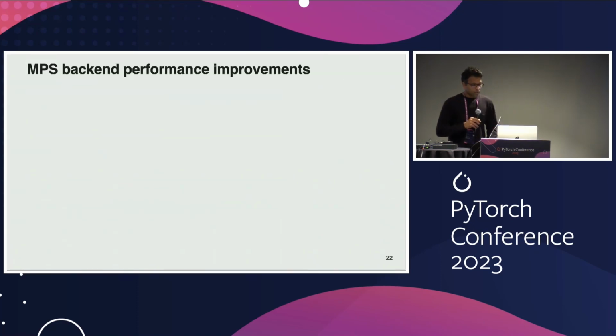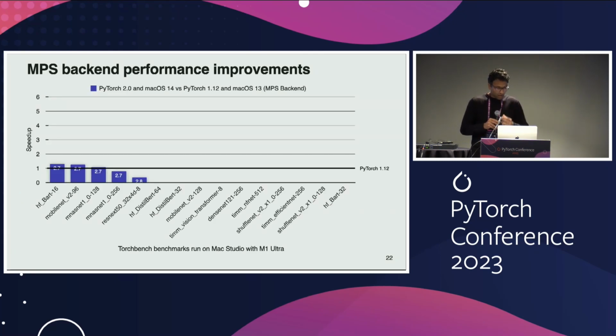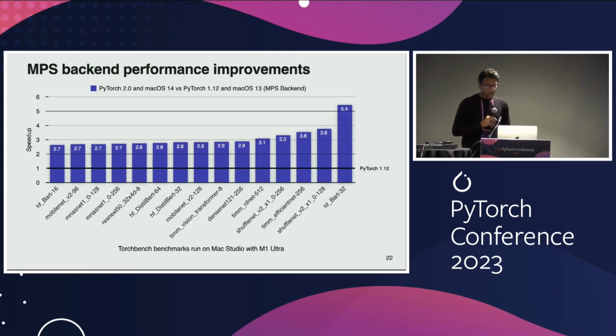Finally, to wrap up this talk, let's go over some of the performance results. As you can see, the MPS backend has been significantly optimized. With PyTorch 2.0 and macOS 14, the MPS backend is up to 5x faster compared to our initial release across various benchmarks from TorchBench.